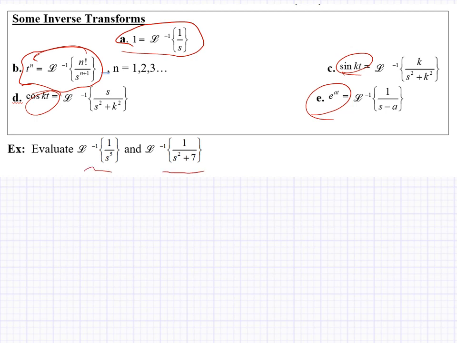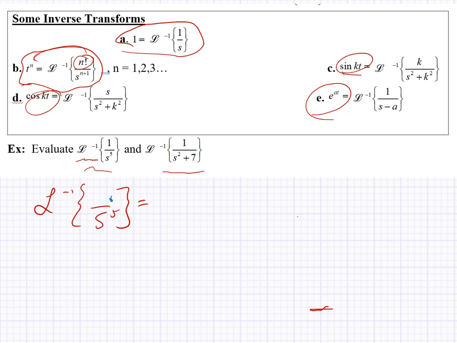So, the inverse Laplace transform of 1 over s to the fifth. Well, it should be a power, but if you notice, we're missing the n factorial over the top. In this case, we're missing the 4 factorial. If this had a 4 factorial here, then we'd be all ready to go for t to the fourth. But it doesn't. So what are we going to do?